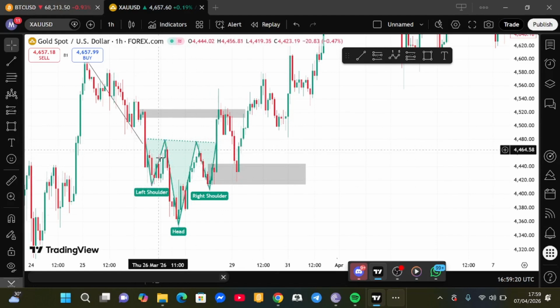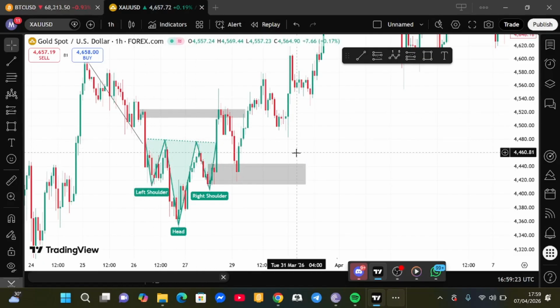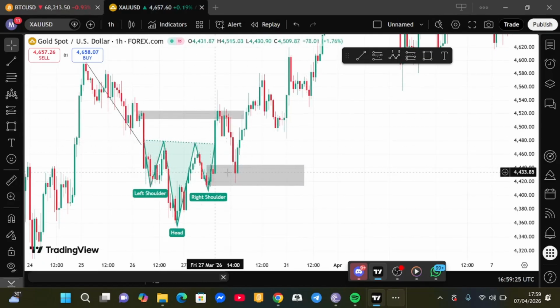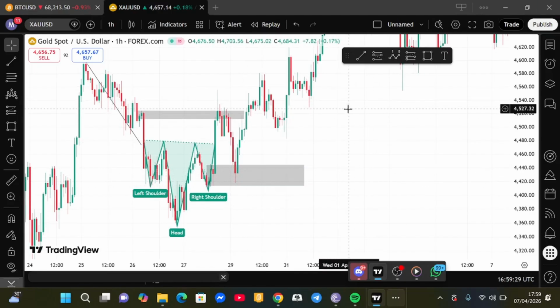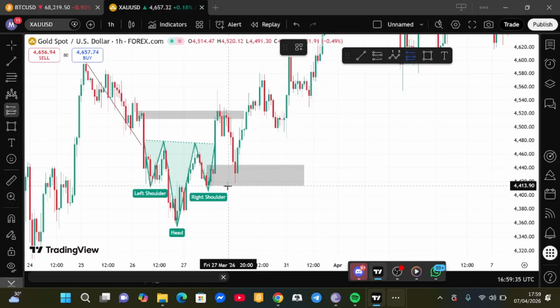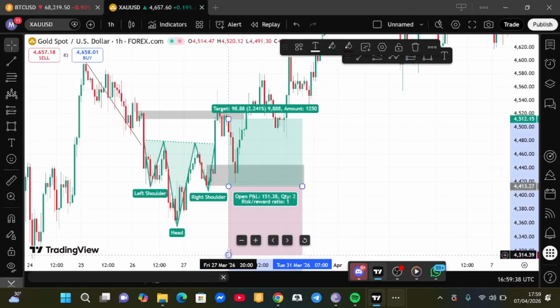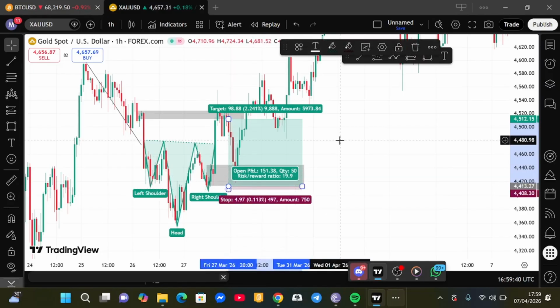So this confirms to me that the market is about to shift, and then I look for a valid demand zone from where I will wait for the market to come to before taking my trade to the upside. So for me, I will take my trade from this demand zone. I put my stop loss below the demand zone.